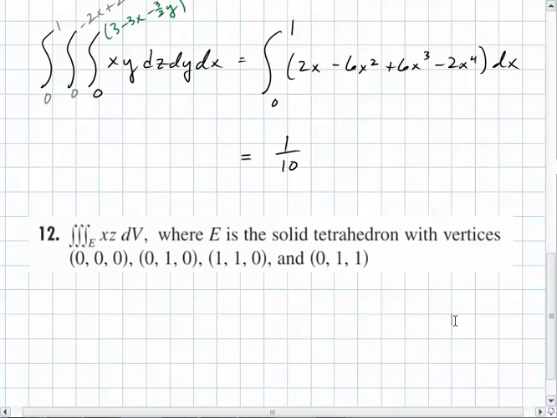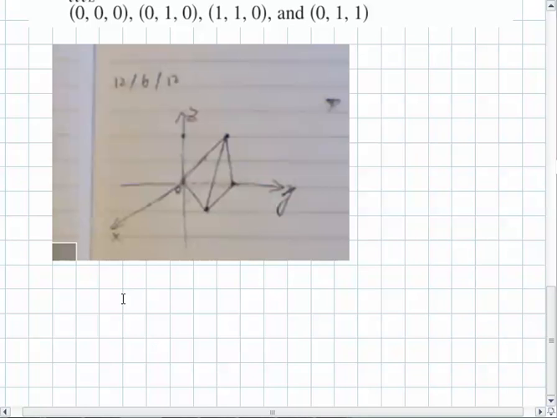So what's your first step in setting up number 12? What's the first thing you should do? Draw it. Like actually draw a picture of it. It's a tetrahedron, so it's not that bad. So draw me a picture, and then we'll clip it in. There we go. We can do it, dz, dy, dx.